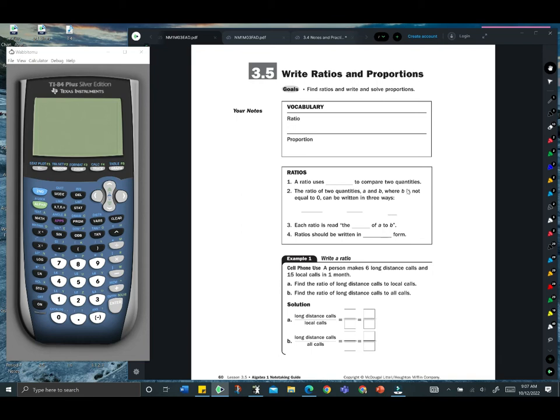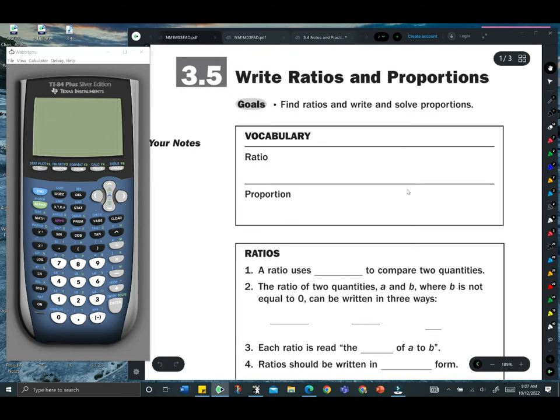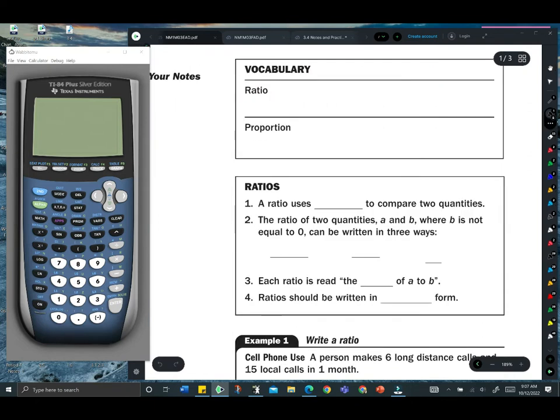Hello there, Algebra 1, and welcome to Lesson 3.5. Today, writing ratios and proportions. Ratios and proportions are something pretty important in the real world out there. You see all sorts of ratios out there, and we are going to learn how to write them.